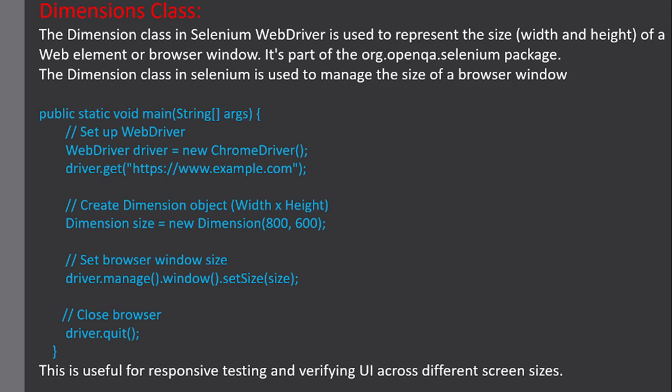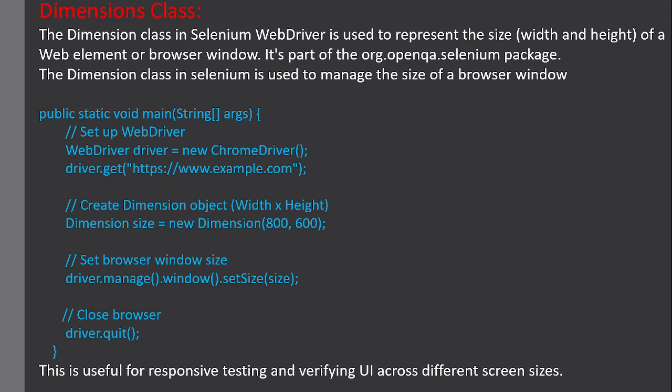Next topic is Dimension class. The Dimension class in Selenium WebDriver is used to represent the size, that is width and height, of a web element or a browser window. It's part of the org.openqa.selenium package. The Dimension class in Selenium is used to manage the size of the browser window. For that, we need to write code as below.